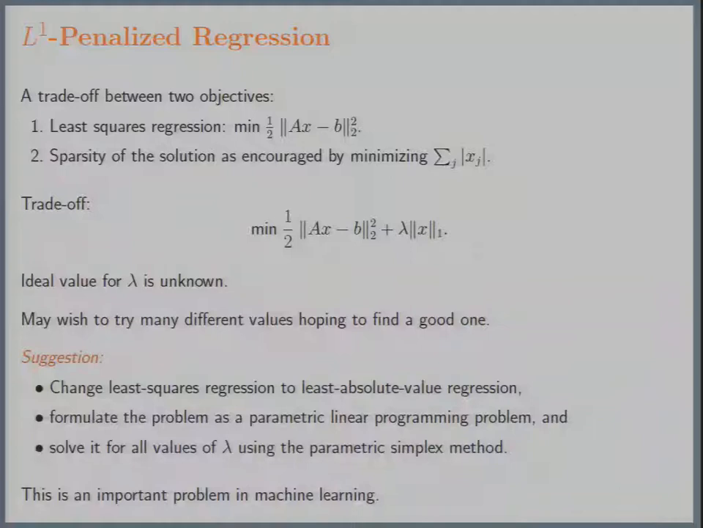And here we do have a trivial solution. If lambda's huge, like infinity, then the solution is x equals 0. So we know how to start this thing, and we can use the parametric simplex method to solve it for all lambdas. And then you just make a list of all the solutions and look at the one that has the sparsity that seems good to you. You've got them all. You didn't miss anything. So I think that could be a good idea, but I'm not sure if it's been considered before.